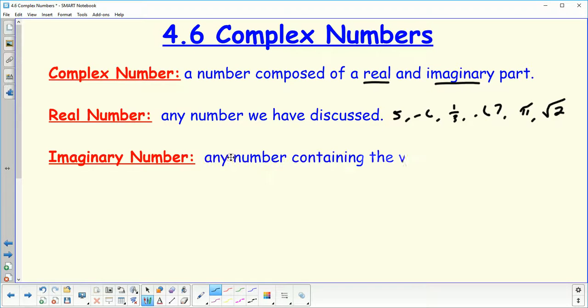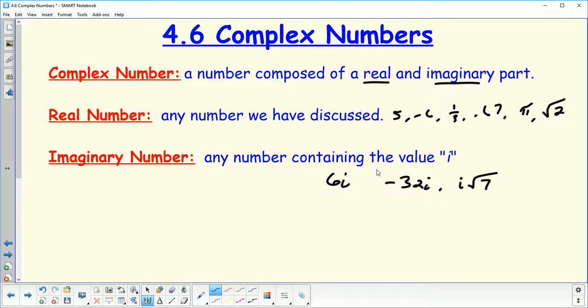Now the imaginary number, this is where the i value comes in. So if we have any number containing the value i, then we have an imaginary number. So we could say things like 6i is an imaginary number. We could say -32i is an imaginary number. We could have i times the square root of 7. That would be an imaginary number. We could have fractions. Any of those are imaginary numbers.